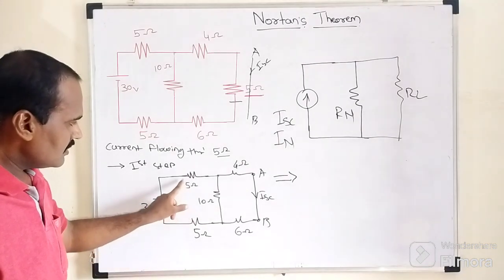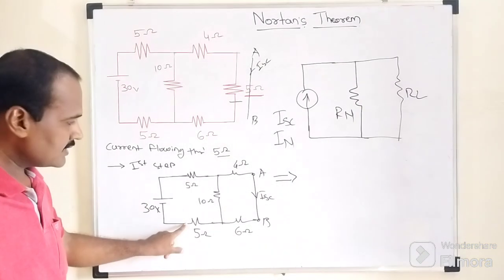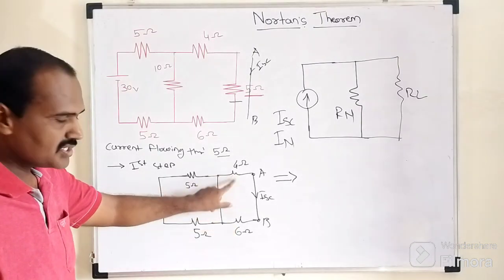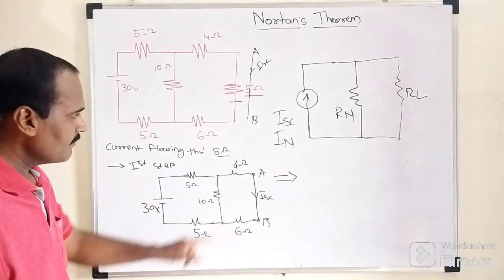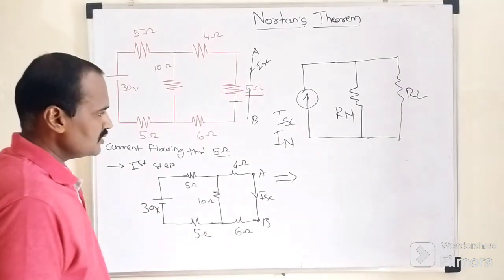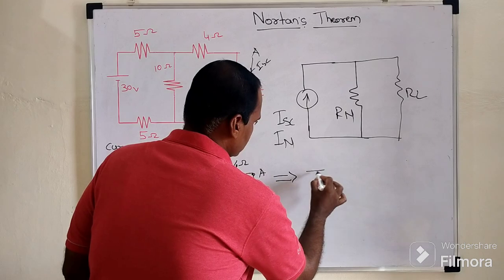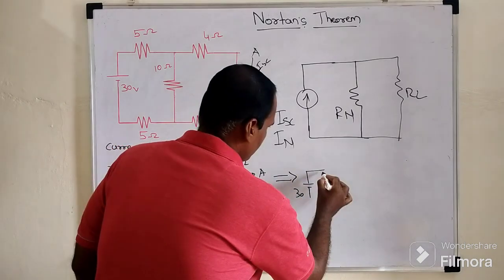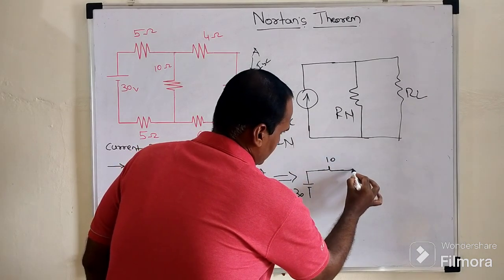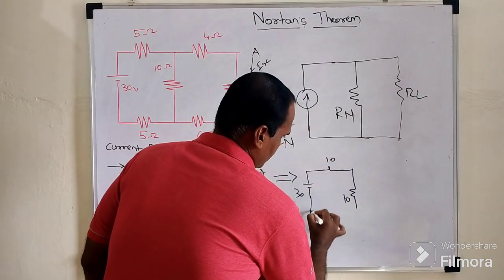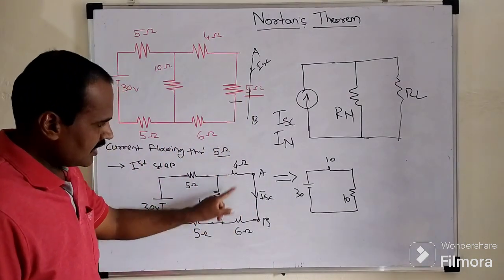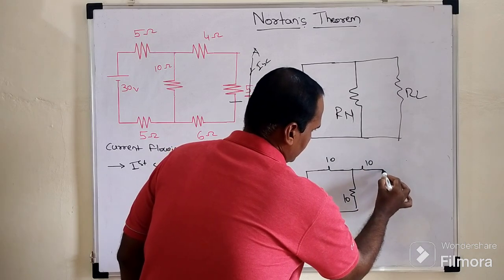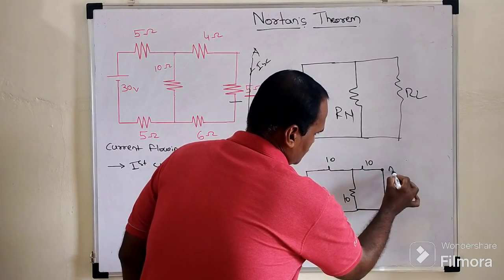So this 5 plus 5, 10 ohm resistor is connected in shunt with this 10 ohm resistor. At the same time, this 4 and 6 ohm resistor are connected in series, so these two resistors are added. This is how the circuit will look: the 30 volt battery, this 5 plus 5, 10 ohm resistor, this vertical arm of 10 ohm, and again these two resistors added along with the short circuited branch, so 6 plus 4 becomes 10.